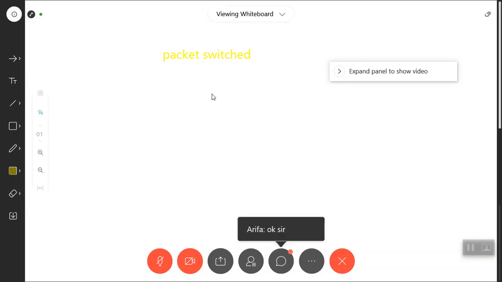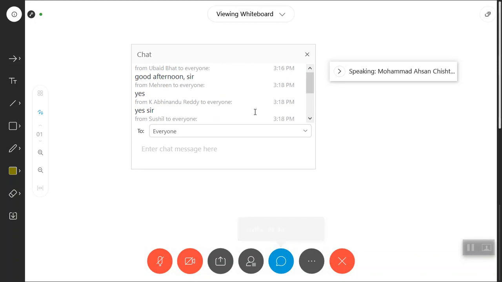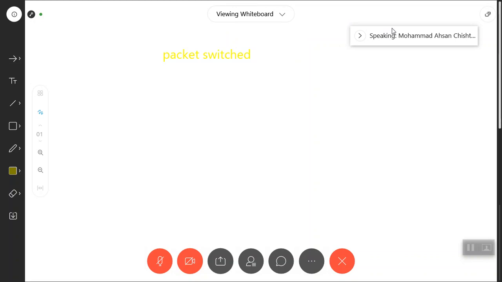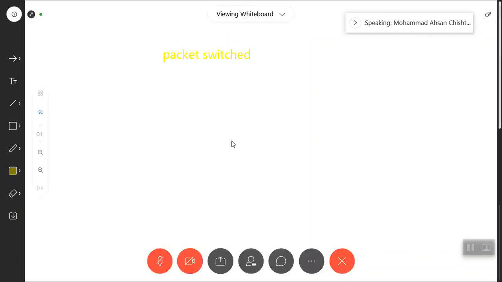One is datagram networks, and two, we have virtual circuit networks. I'll explain each one by one. The main difference between the two is whether their switches use the destination address or virtual circuit numbers to forward the packet from one end to another end.